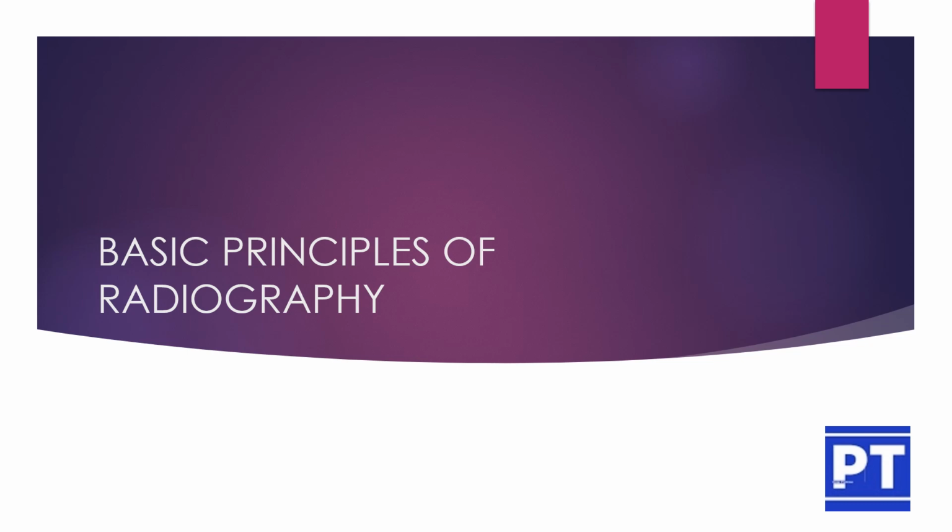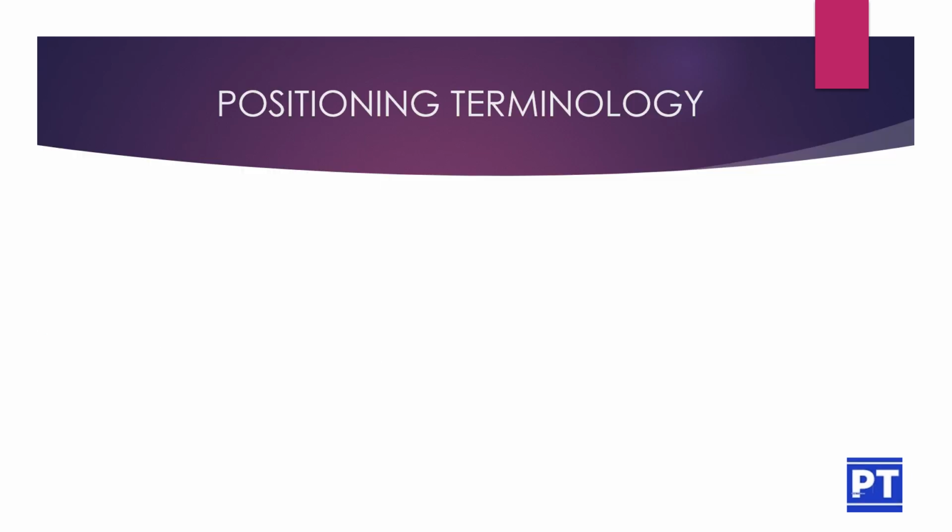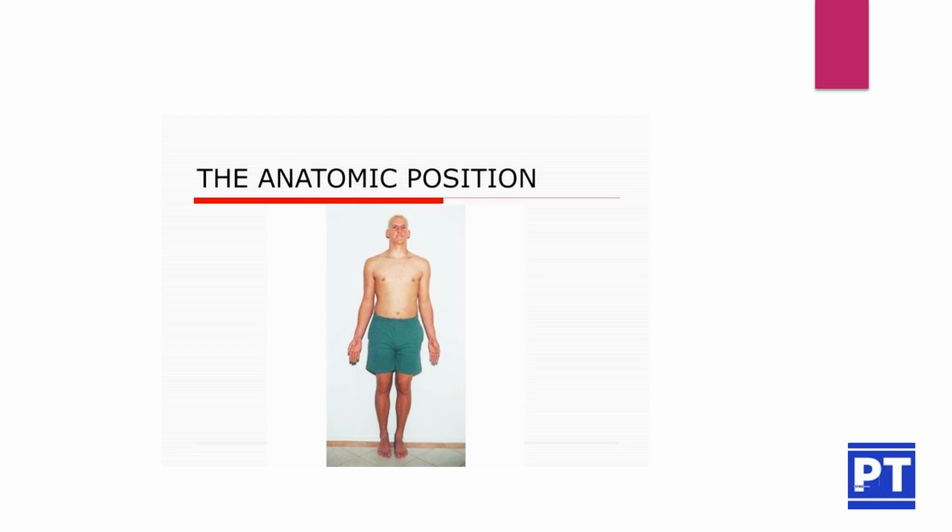Today we are going to discuss the topic Basic Principle of Radiography. Positioning Terminology. So this is the anatomic position of our human body. Standing erect with the face and the eyes directed forward, arms extended by the side with the palm facing anteriorly, heels together and toes pointed forward. All anatomic terms refer to the anatomic position.